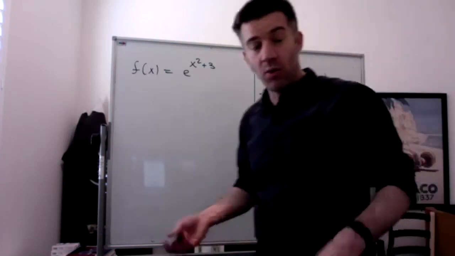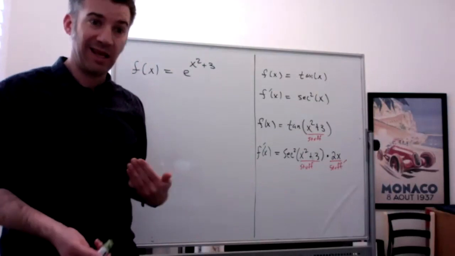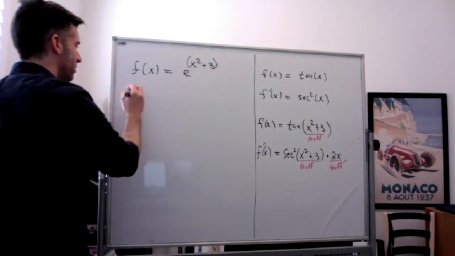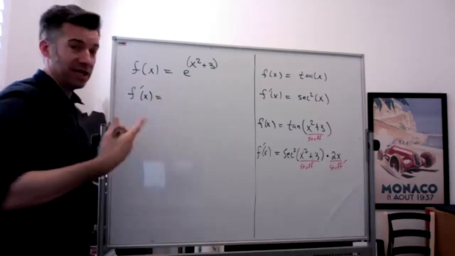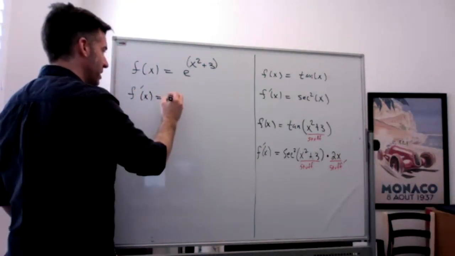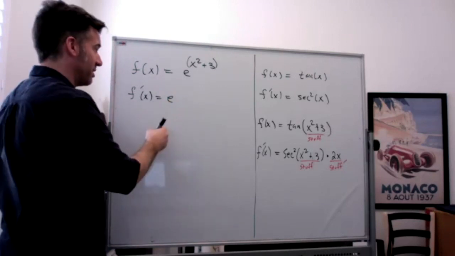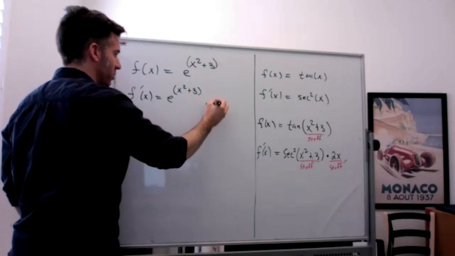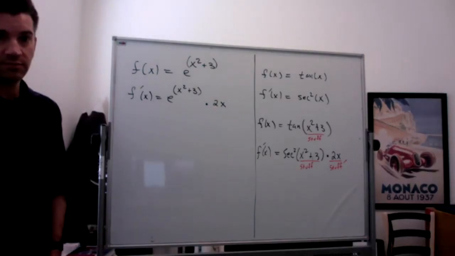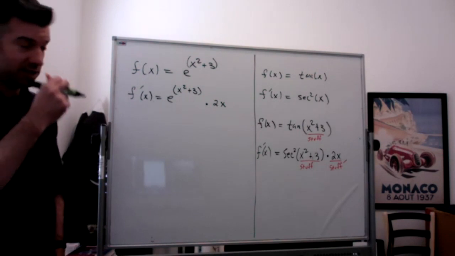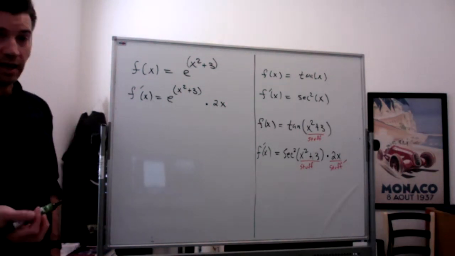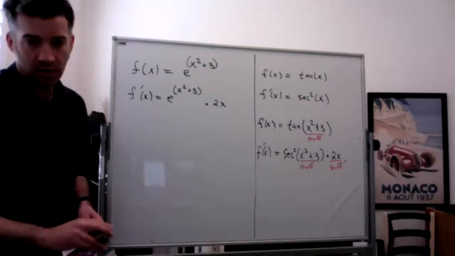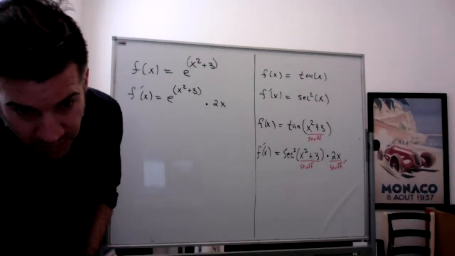So for example, we know the derivative of e to the x is e to the x. So the derivative of e to the stuff: well, the derivative of e to the x is e to the x, so replacing x with stuff, the derivative of e to the stuff is e to the stuff times the derivative of the stuff. Same idea. You're just taking the derivative and multiplying by the derivative of the inner function, which usually is in the exponent.